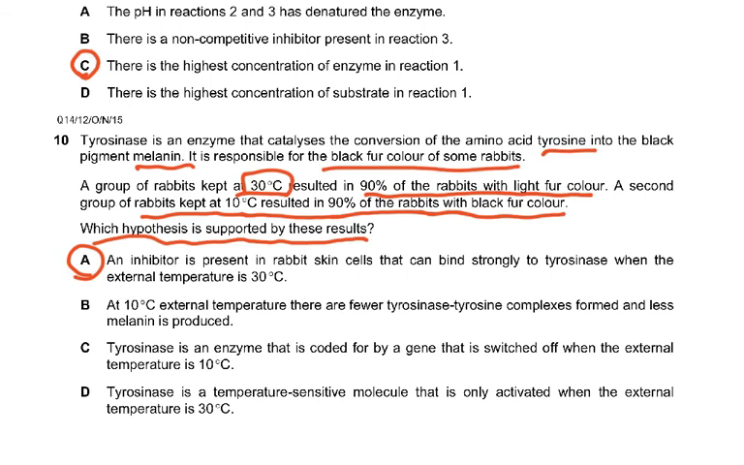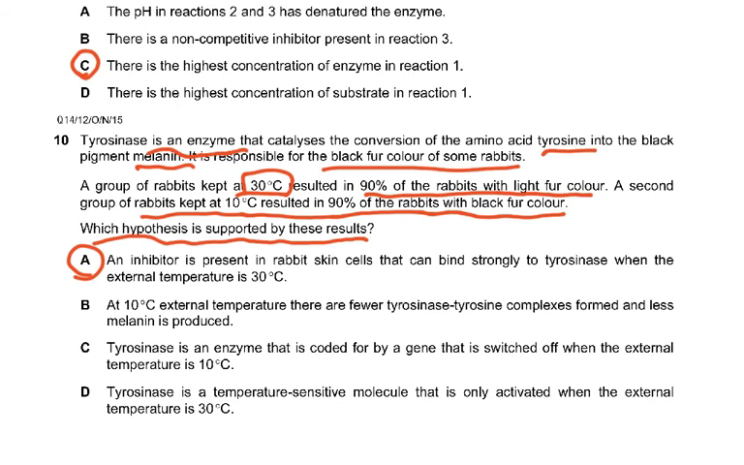So basically, the question says tyrosinase is an enzyme that catalyzes the conversion into the black pigment and is responsible for the black fur. So if tyrosinase is working, the rabbits are going to have black fur. If it's not working, they're going to have a light color. So at 30 degrees Celsius, it wasn't working, they were light colored. So that means there was an inhibitor present which disabled the tyrosinase. So very easy from the question.